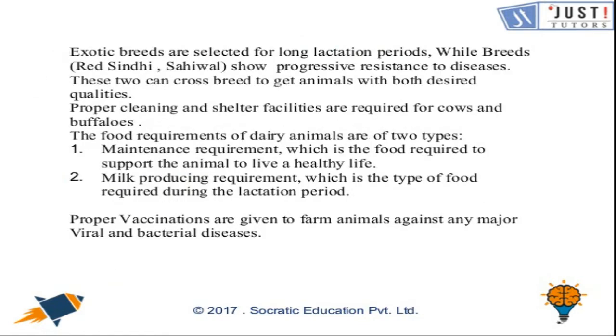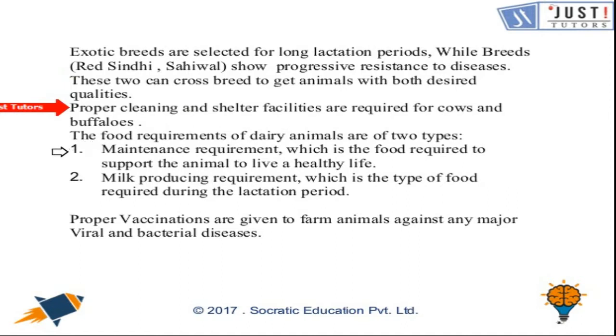If we talk more about it, exotic breeds are selected for long lactation periods, while breeds such as Red Sindhi or Sahiwal show progressive resistance to diseases. These two can be crossbred to get animals with both desired qualities. Proper cleaning and shelter facilities are required for cows and buffaloes.